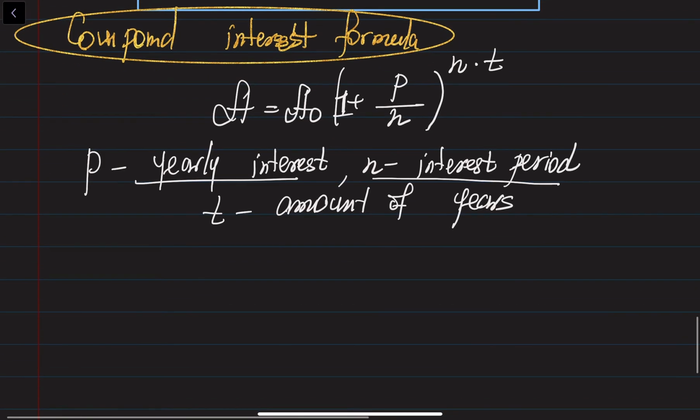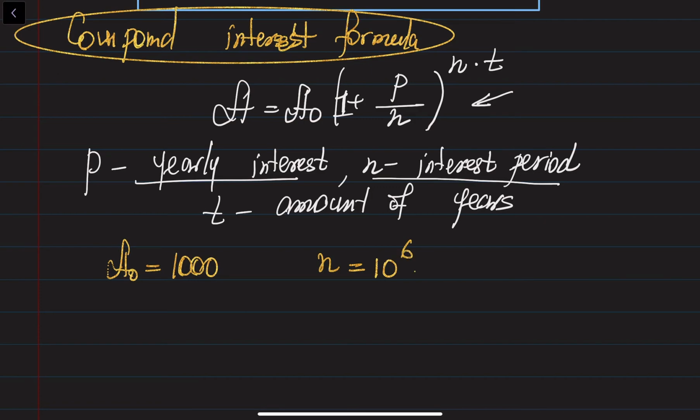So now, for this compound interest formula, do you remember what we did is, I would like to invest $1,000. So A0 is going to be $1,000. And I see that if the bank would recalculate my interest lots of times per year, maybe 1 million times, then probably I would get a lot of money, right? So I would like to understand, if n is a huge number, like 10 to the power of 6, is there any simple formula to calculate how much money I will get? It appears yes.